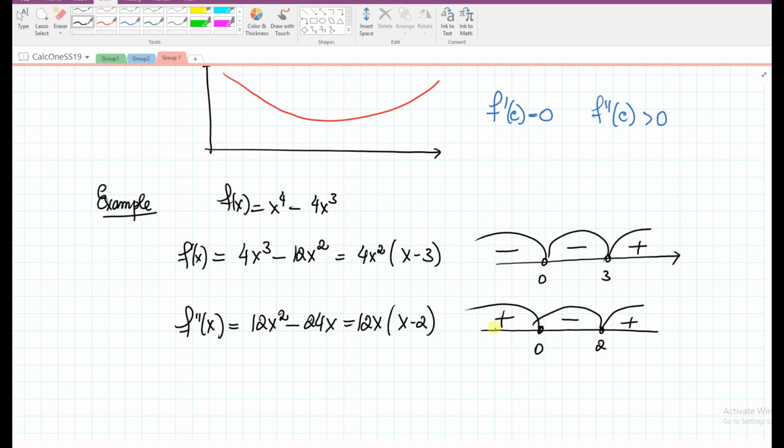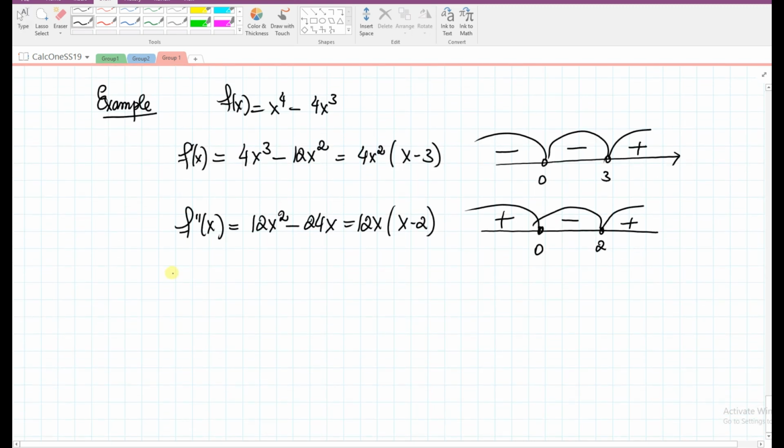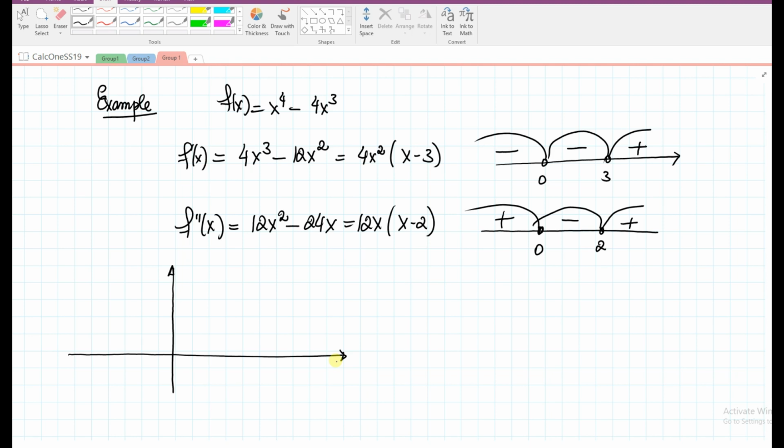So can we try to draw this function? Does it look strange to you? Now we need to combine these two things. We need to combine the increasing and decreasing regions, and we need to combine the concavity. So I know that from minus infinity until 3, this function is decreasing.